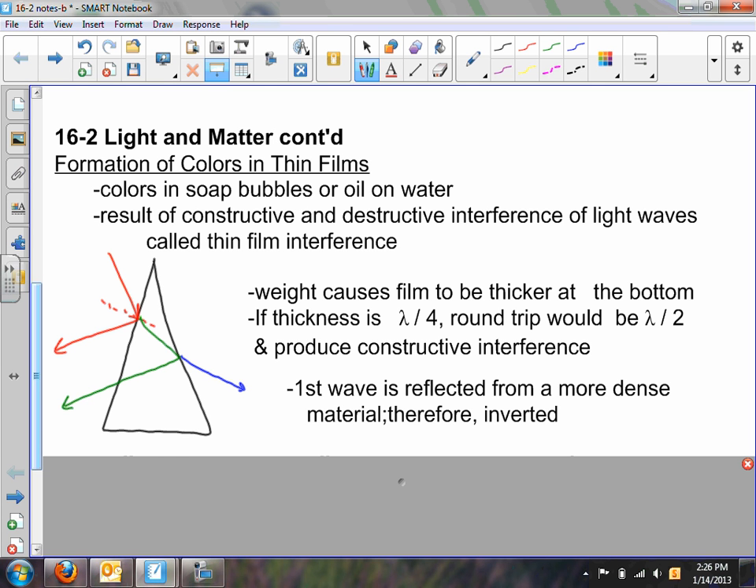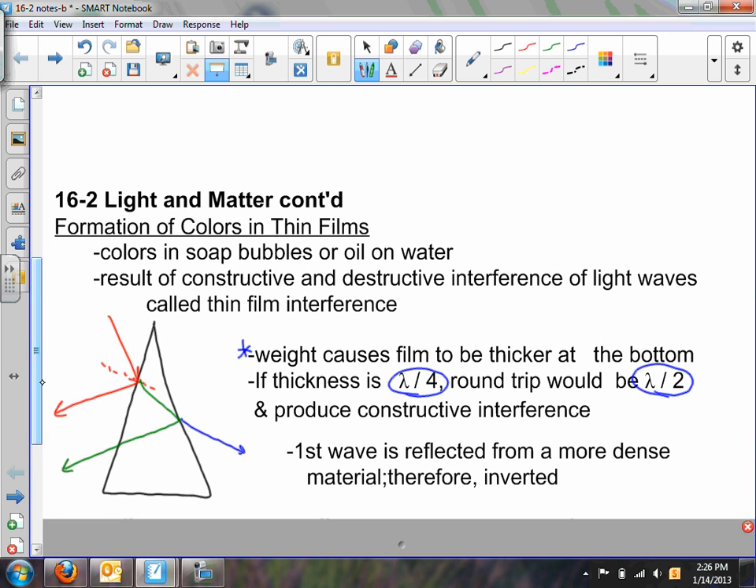Well, weight causes the film to be thicker at the bottom. We know that. If the thickness is exactly 1/4 of a wavelength, then the round trip would be 1/2 of a wavelength, and that would produce constructive interference. Now, some people might think, how come if it's 1/2 a wavelength behind, it's constructive? Well, imagine here's a wave. Constructive interference would be if a second wave had the crests and the troughs all lined up.